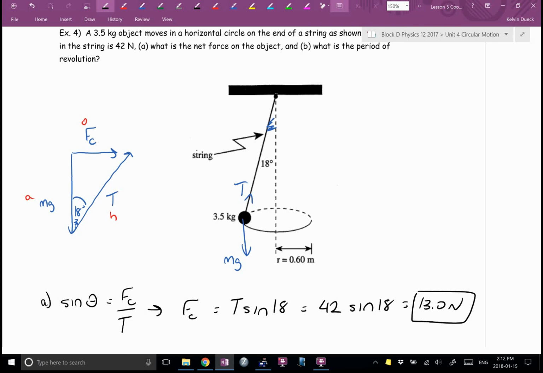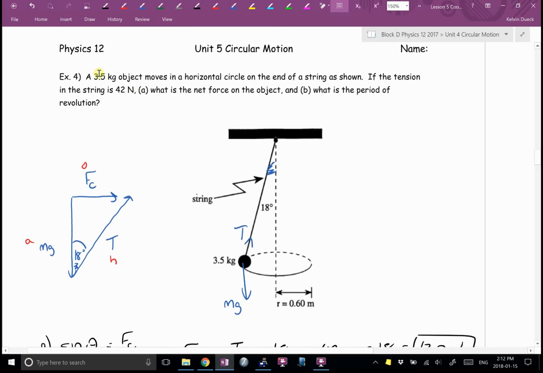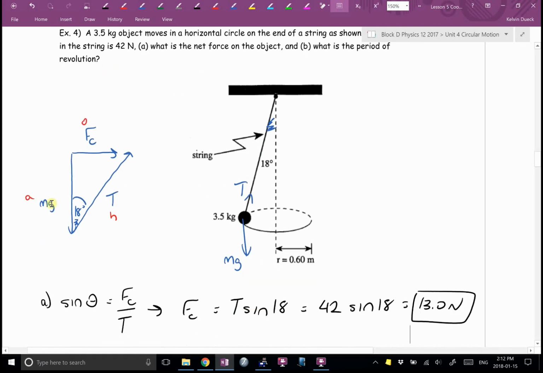B. Oh, you know what? They did give me the mass. I could also have used, I guess, mg, and I should get the same answer. I hope. Unless I was making up numbers and didn't make sure that they all worked, but they should.